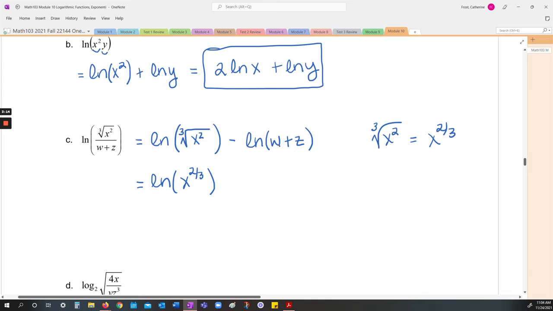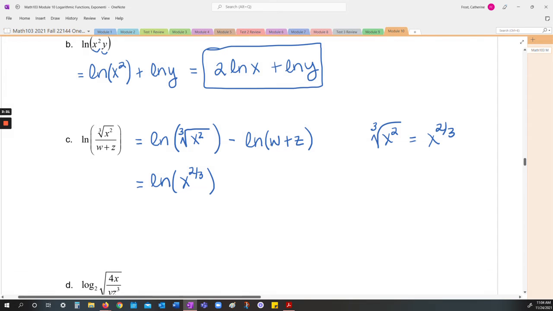And then this natural log of w plus z, we can't do anything with that. It's so tempting to split it into 2 logs, almost like distributing that log, but that doesn't work, right? If it was w times z, then we would split it using the product rule, but that's not what we have. So it's just going to stay as is.